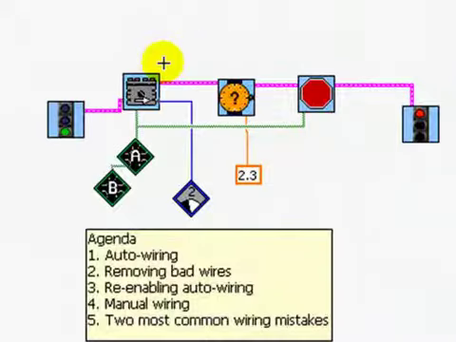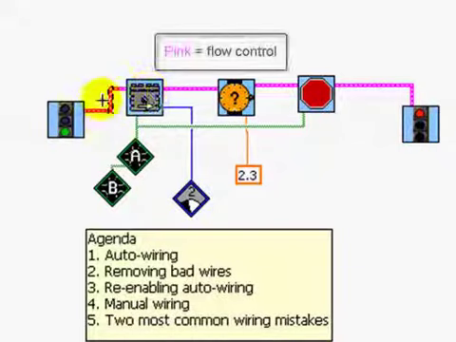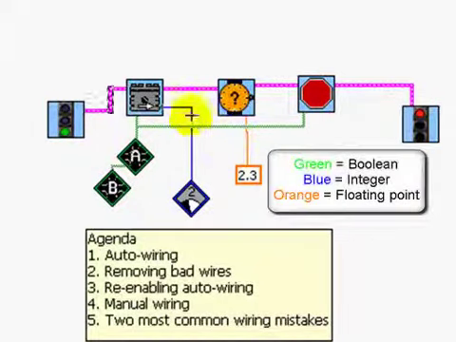Okay, a little tutorial on wiring. The wires in a graphical program indicate the flow control. The pink wire indicates the flow control. So if I follow the little pink wire from icon to icon, that'll tell me the flow of the program, how it proceeds.